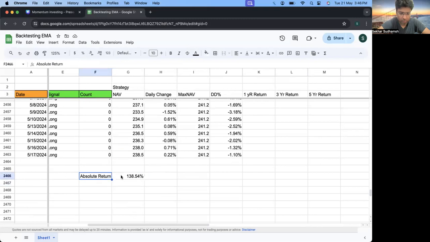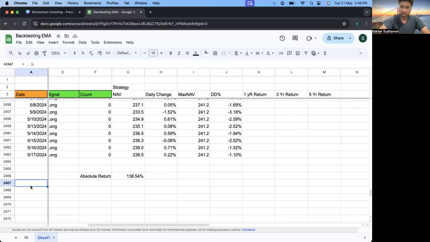But as I mentioned, the absolute returns are meaningless because they don't take into consideration the duration. So if someone is saying that I got a return of 100%, we always need to ask whether that 100% was achieved in 1 year, 1 month, 1 day, or what time frame.